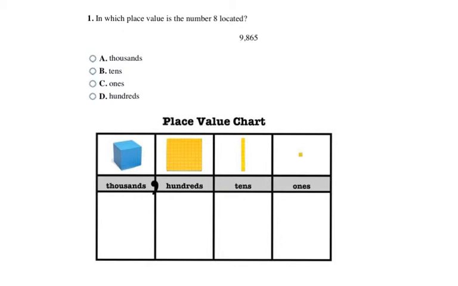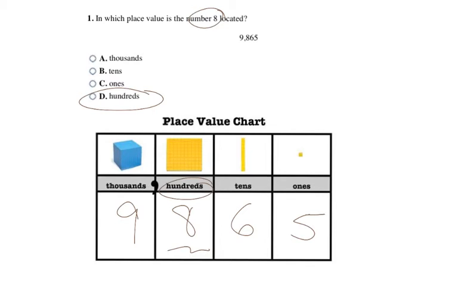So this question gives us the number 9,865. And it asks us, what is the place value in which the number 8 is located? So if you're going to use the chart, start by copying this number into the ones column and then working to the left. So it's backwards from the way we usually write, but this ensures that we get all the numbers in the right spot. And so then it asks about the number 8. So if I look, here's my number 8, and it's in the hundreds column. So that's going to make D my answer.